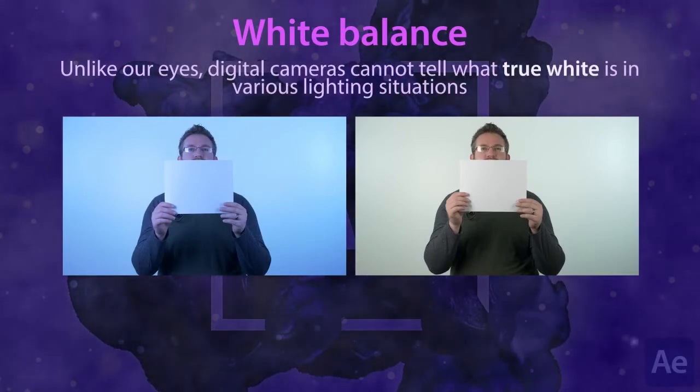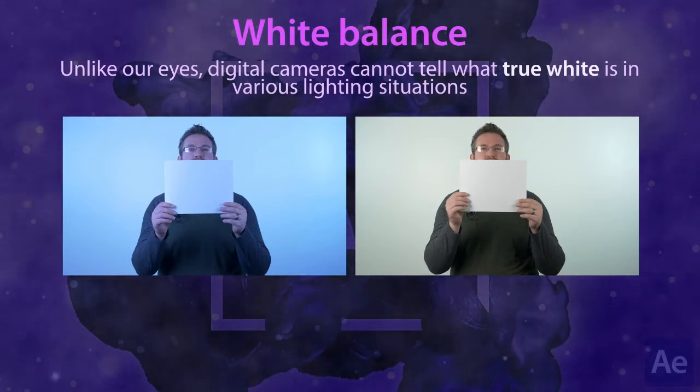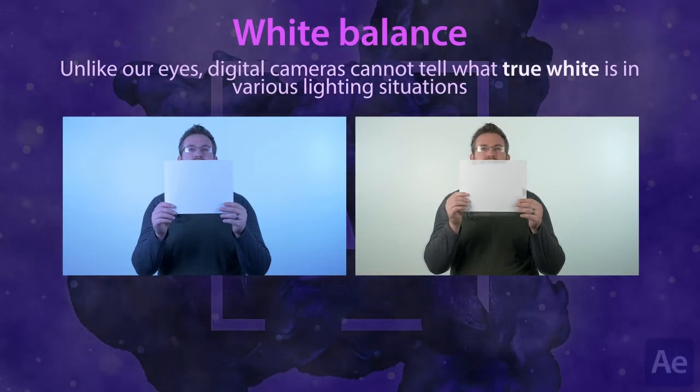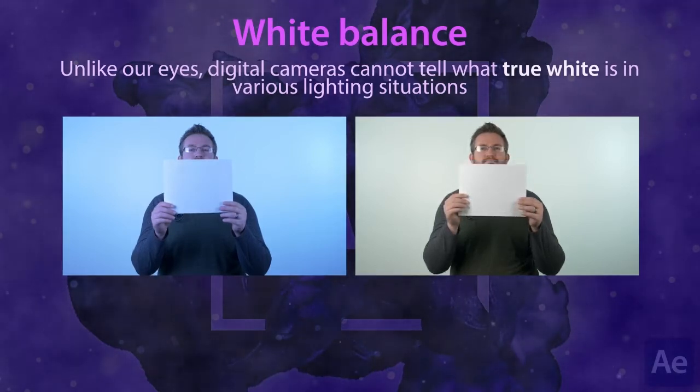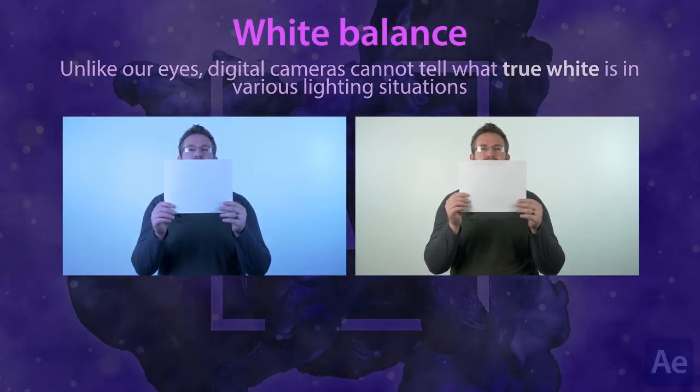Unlike our eyes, digital cameras can't tell what true white is in various lighting situations. To help them establish true white, we need to give them a little assistance. You can see in these two examples that the camera on the left isn't white balanced at all. In fact, it's blue. The camera on the right was white balanced correctly.